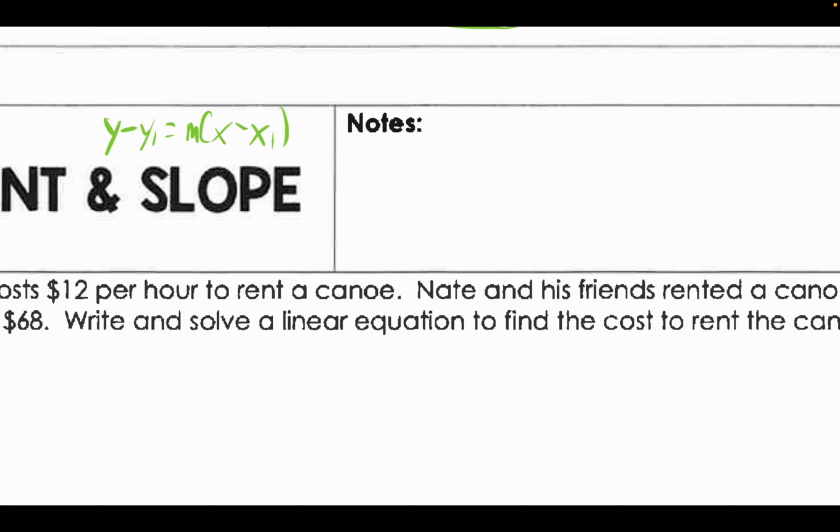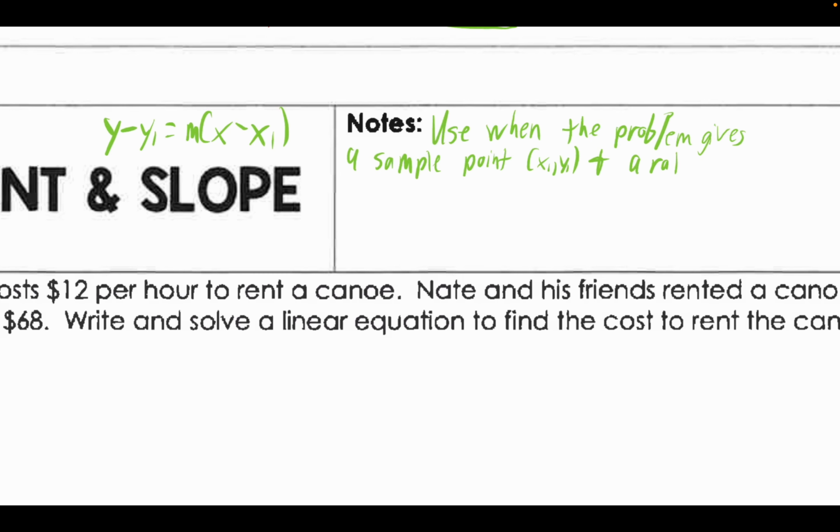And our note is that you use this when the problem gives a sample point, which would serve as x1 comma y1, and a rate of change, which serves as your slope, hence point slope form.